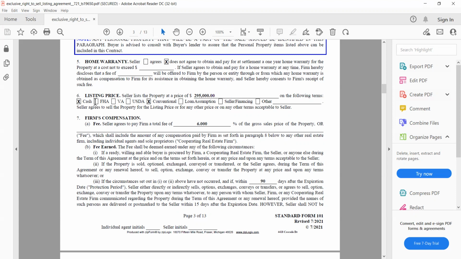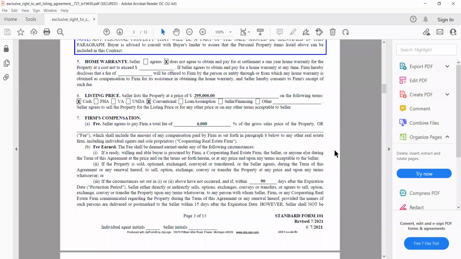Then also you want to check these boxes related to the type of loan product or whether it's a cash deal, what the seller can receive to sell this house. They can take cash, they can take conventional. Now notice I didn't check FHA, VA, or USDA. Does anyone want to take a guess why?